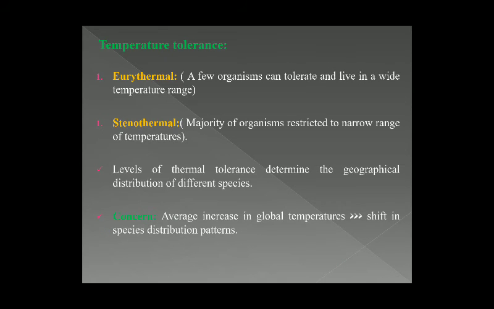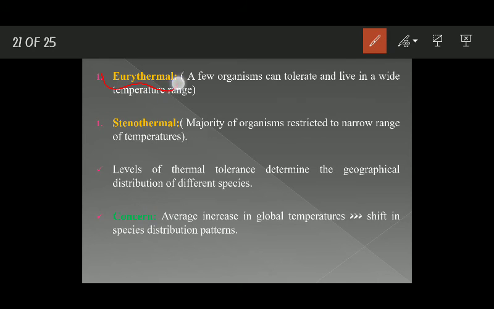Now, something about temperature tolerance. What does temperature tolerance mean? Living organisms have been categorized into two groups based on their temperature tolerance. One category is known as eurythermal and the second one is known as stenothermal. What does eurythermal mean? Eurythermal organisms are those which can tolerate and live in a wide temperature range.